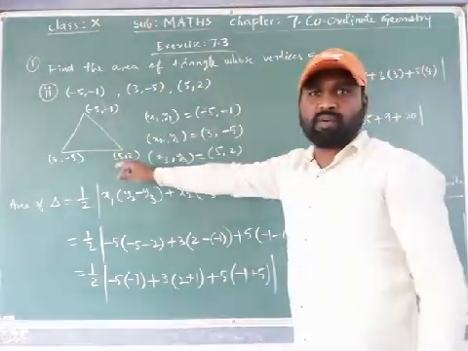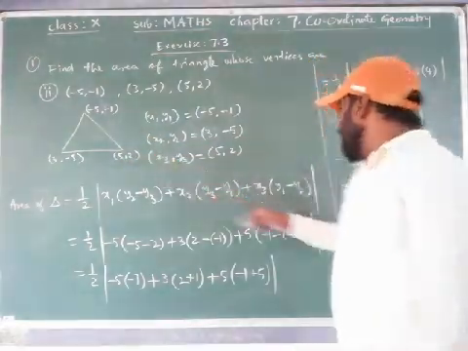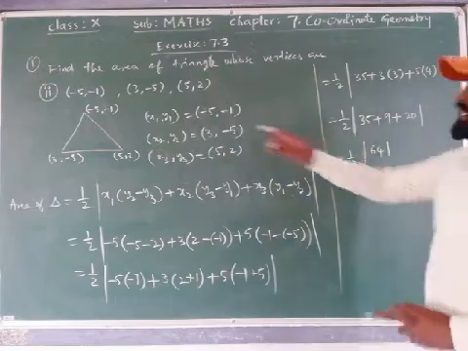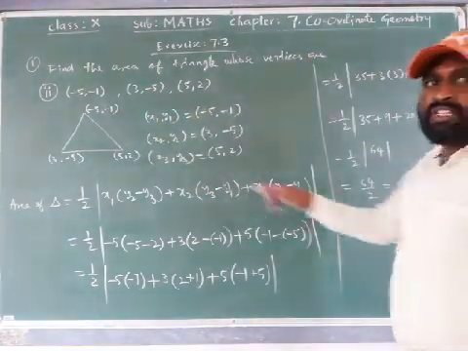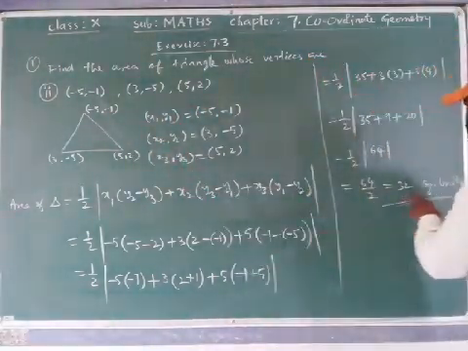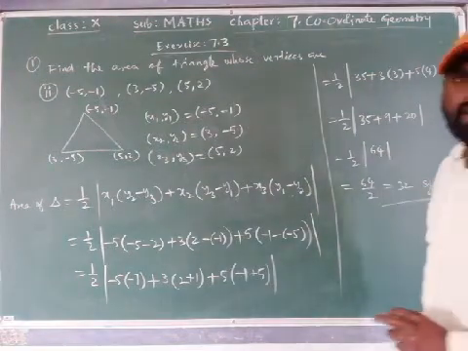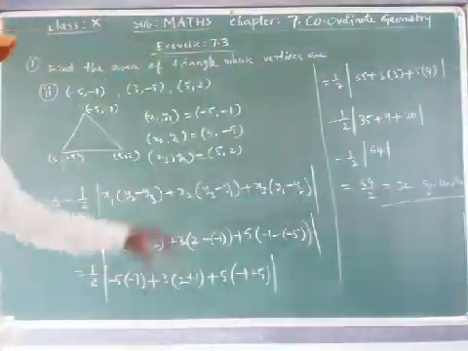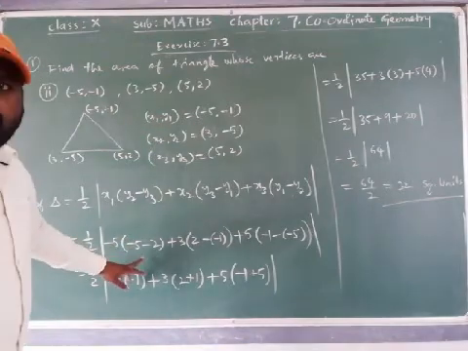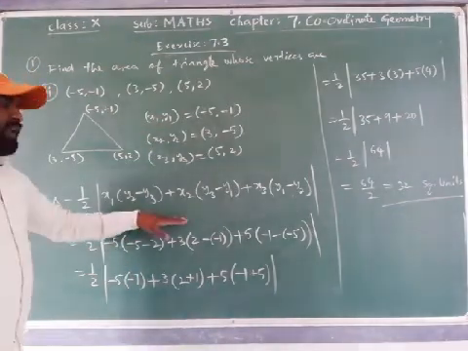Centimeters or meters or what is not given here. So you have to write square units. If it is centimeter, centimeter square. If it is meter, meter square. Whatever the units are there, it will be square units. Area. Understand? I hope you understood how to utilize the formula for the area of a triangle.